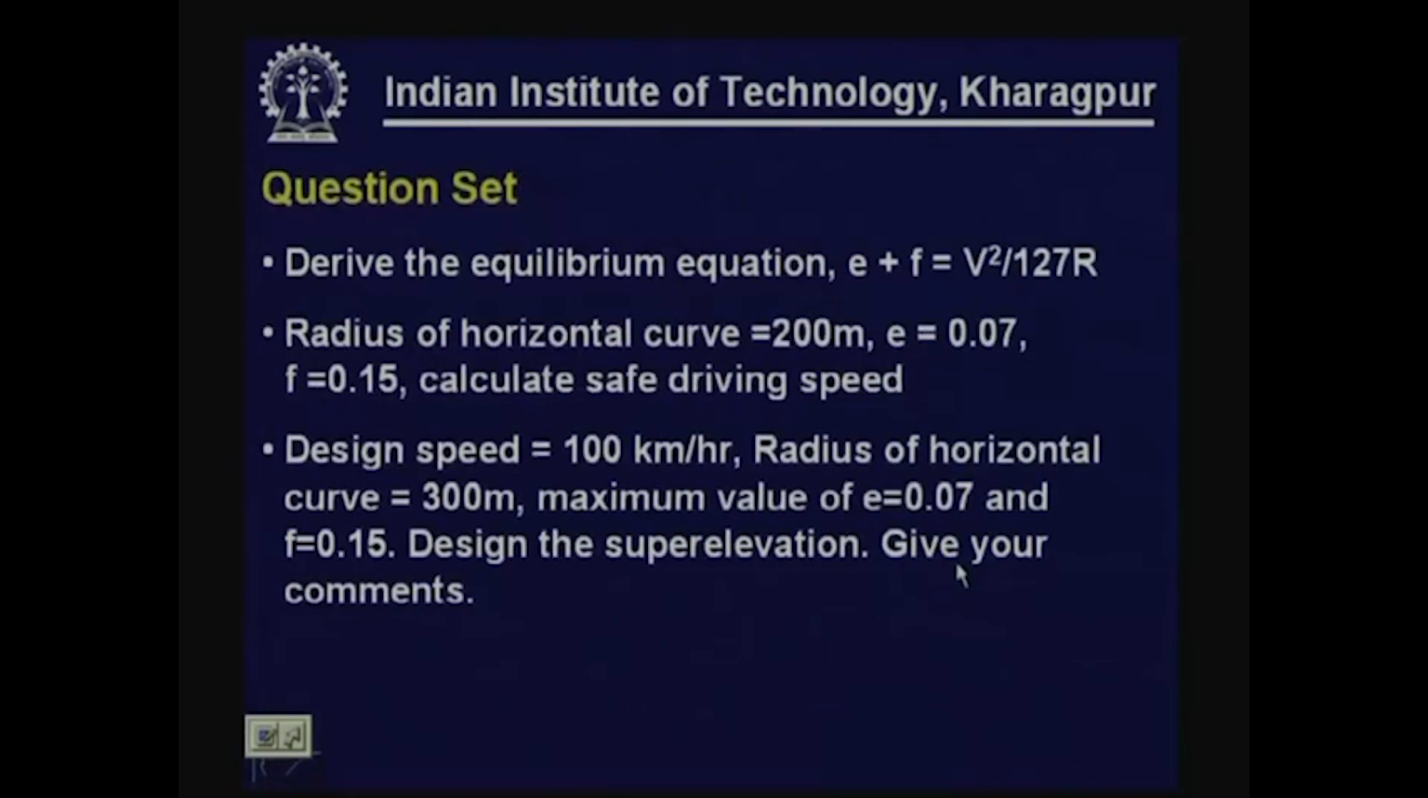Now, try to answer some of these questions. Derive the equilibrium equation E plus f equal to v square by 127 r. Question 2, for radius 200 meter, permissible E is 7%, f is 0.15, calculate the safe driving speed. Then for a road where the design speed is 100 km per hour, radius is 300 meter, maximum value of E as 0.7 and f as 0.5, design the super elevation and give your comments.